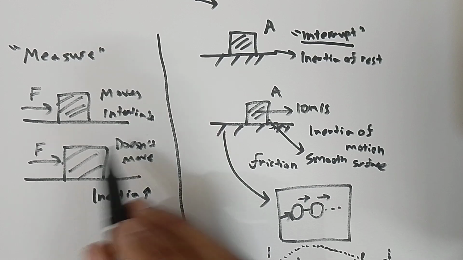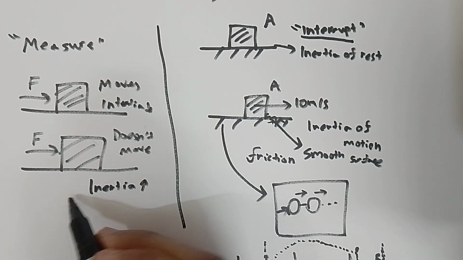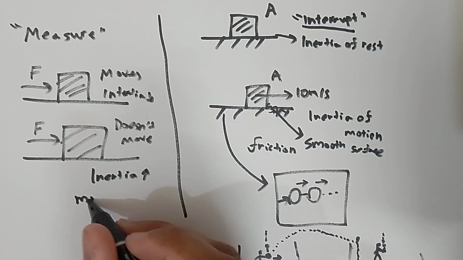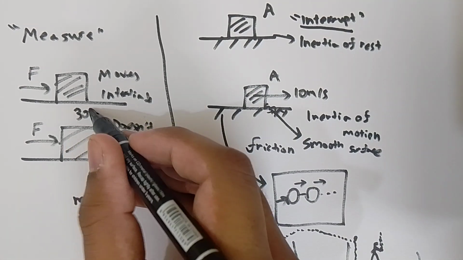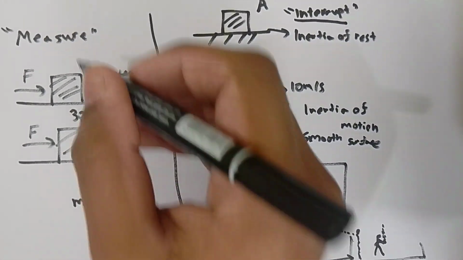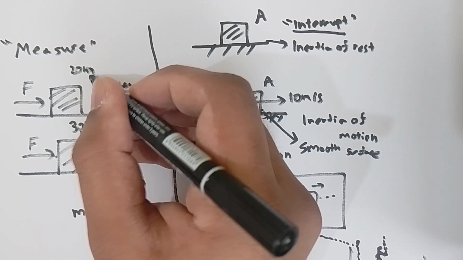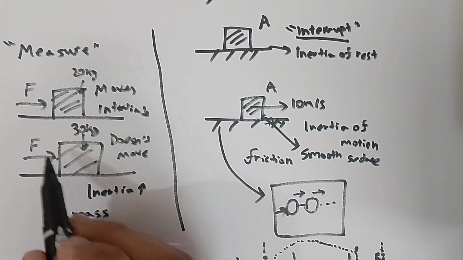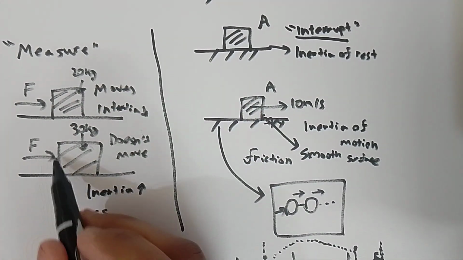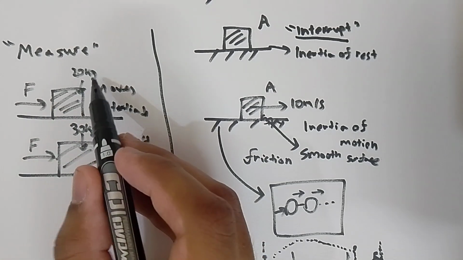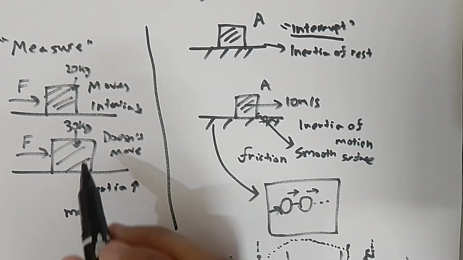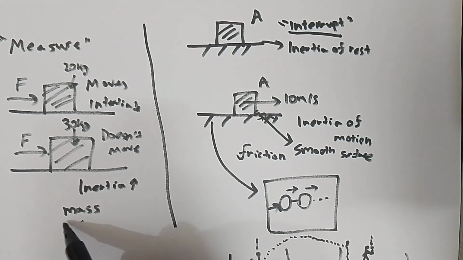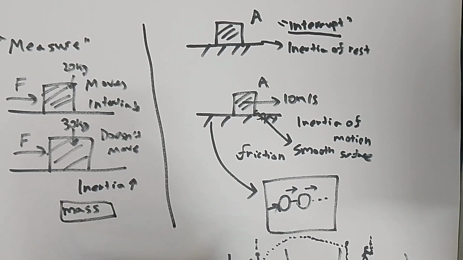So how we measure it is essentially using the very familiar concept of mass. Let's say we have a 30 kilogram object here and a 20 kilogram object here. Now you could easily tell that pushing the 30 kilogram object is going to be harder compared to the 20 kilogram object, right? So that's how we measure inertia, with mass, essentially.